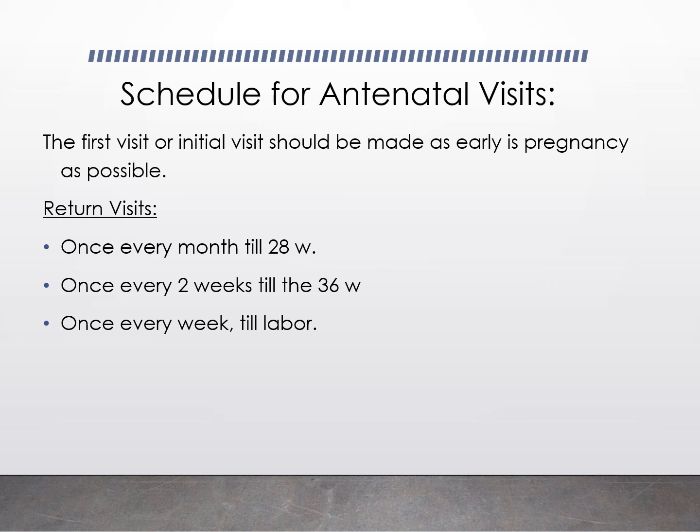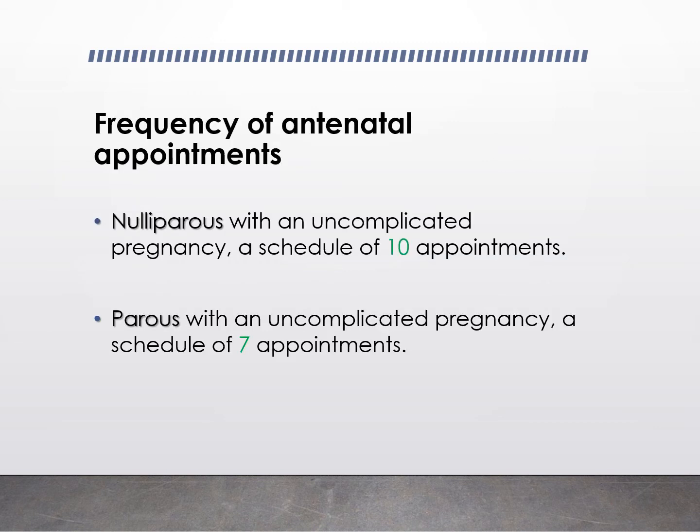What about the return visits? Once every month till 28 weeks. Till 28 weeks, the pregnant woman usually goes one time to the primary health care. After that, 2 visits during each month till 36 weeks. After that, once every week till labor. Frequency of antenatal appointments: nulliparous with an uncomplicated pregnancy, schedule of 10 appointments. This is for nulliparous, I mean primigravida. Parous with an uncomplicated pregnancy, a schedule of 7 appointments is enough.